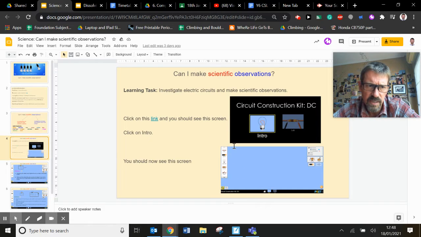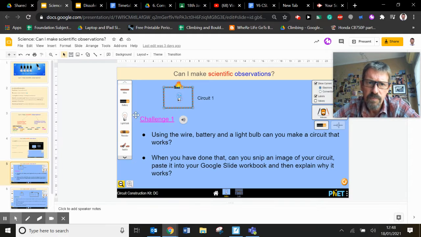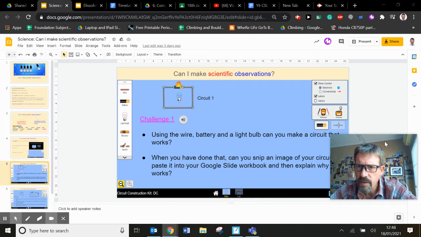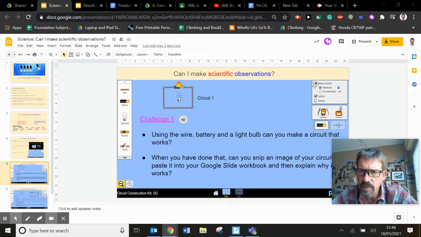Okay, so down the left-hand side, if I go on to the next slide, are your choices. So there's wire, battery, light bulb, resistor, switch, and if you go down here, there's also other things that we don't need today. On the right-hand side, here we have show current, and we are on electrons, not conventional, and labels. And all this does is change whether you have the labels underneath the components on the left-hand side.